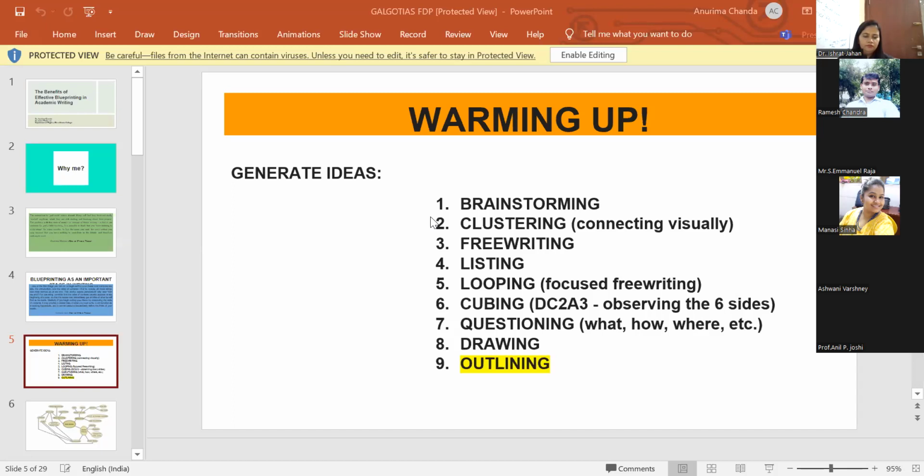Cubing is again very, very interesting. Many of us need a certain direction. We can't really start listing out until and unless there are these leading questions or prompts that project us into thinking in a particular way. So think of the research writing in the form of a cube with 6 sides.